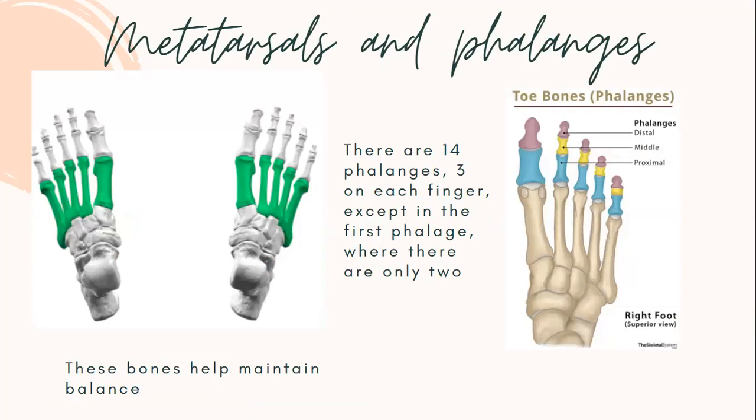Metatarsals and phalanges. These bones help maintain balance. There are 14 phalanges, 3 in each toe, except in the first toe, where there are only 2. Toe bones: phalanges proximal, medial, and distal.